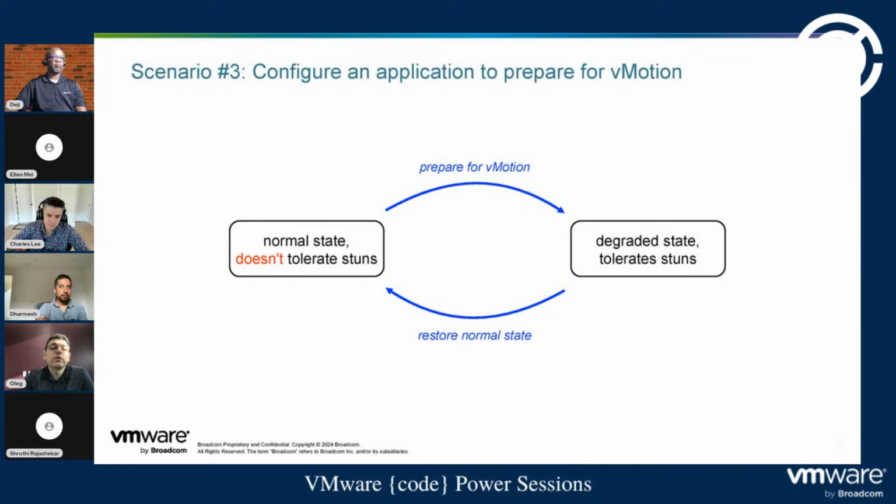And basically, preparing for vMotion is just transitioning a VM from its normal state that doesn't tolerate stuns to a somewhat degraded state that does tolerate stuns. And what this means is different for every application. Sometimes that means that you need to shut down your application. Sometimes you need to fail it over to a different node. It really is up to you.